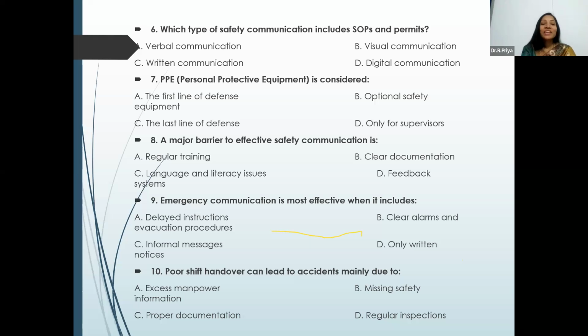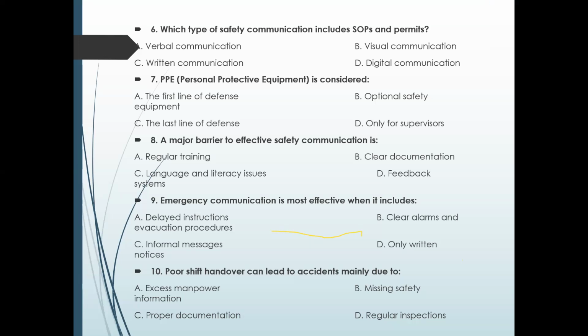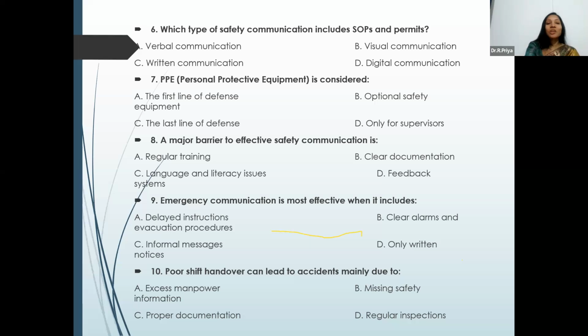The next one: a major barrier to effective safety communication is regular training, clear documentation, language and literacy issues, or feedback systems. C is the correct answer, because the major barrier is language and literacy issues. The feedback system option does not show a lack; maybe the lack of a feedback system is causing a little confusion. So it is very clear: C is language and literacy issues, because only that one option shows a negative. The remaining three are not negatives.